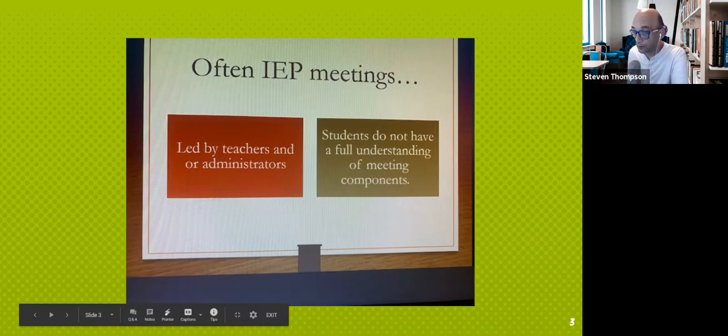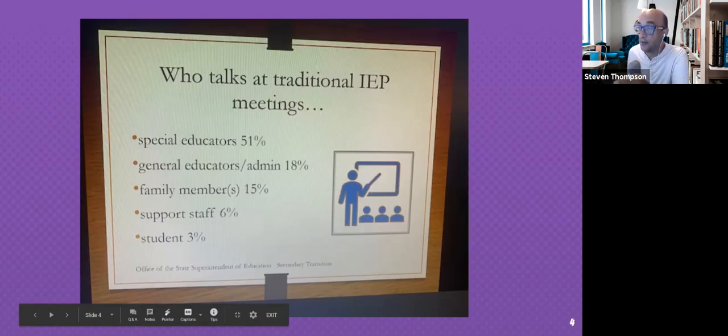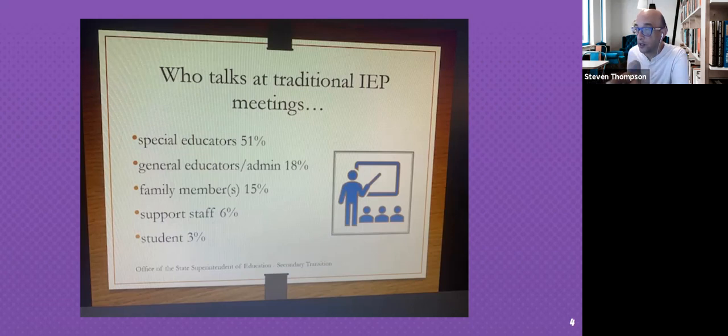Now, we also know that at an IEP, this is a great chart. Who talks at traditional IEPs? Special educators talk 51% of the time, general educators and admin 18% of the time, family members 15% of the time, support staff 6% of the time, and students only 3% of the time. And this was based on a study done by a state superintendent of educators for secondary transitions.